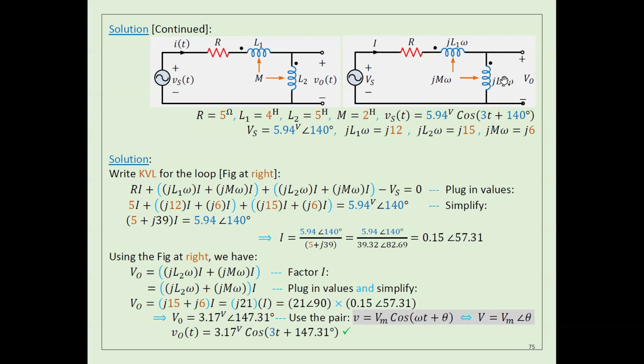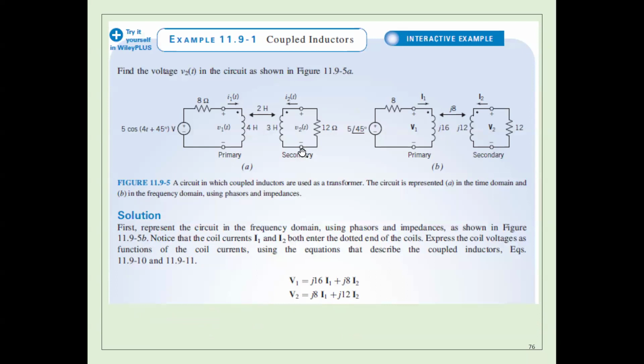But if they are coupled, I can't do that, but I can use this relation. The voltage drop here equals j omega L times I, plus j omega M times the I in the other one. In this case, they are the same. So I will show this example from the textbook, where you can see they are not the same.